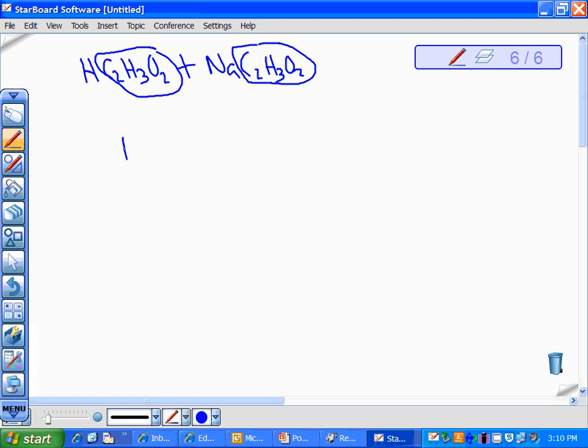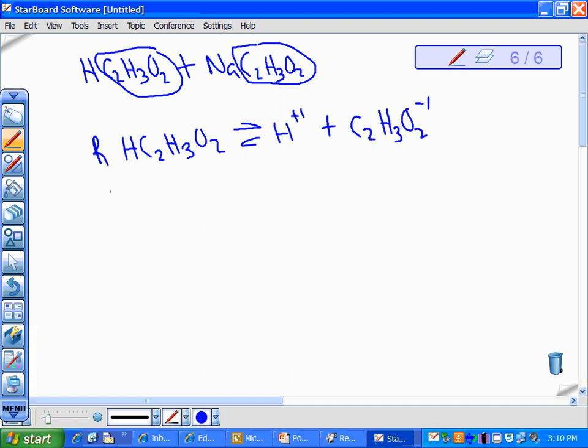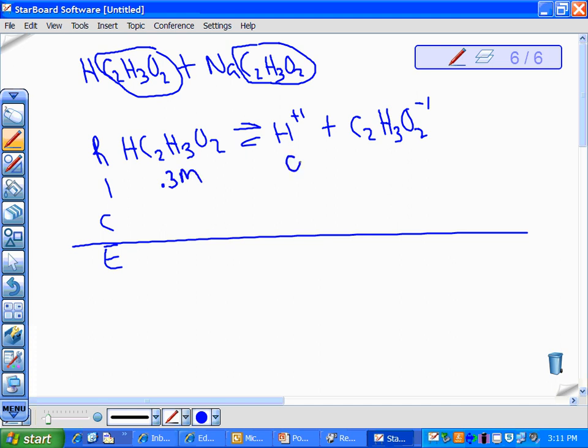But what's going to happen is the fact that there's some acetate ions there, it is going to mess up the equilibrium that acetic acid is trying to establish with the water. So this is going to be a RICE problem. So you start out with 0.3 molar of this. In the beginning there's none of this, but actually there is some acetate, so we actually have a number here.